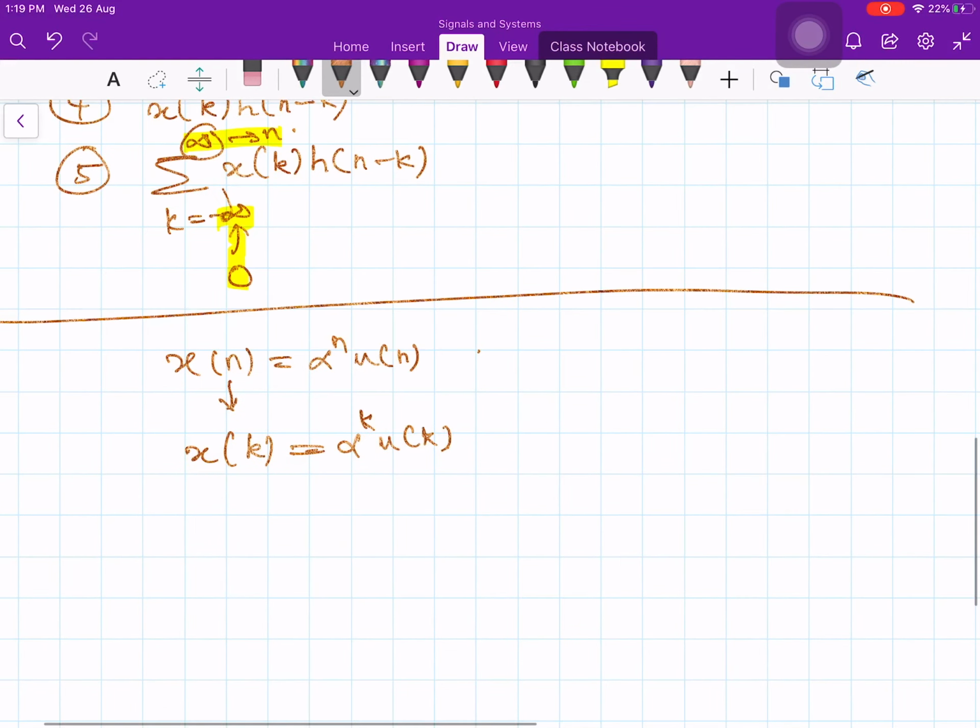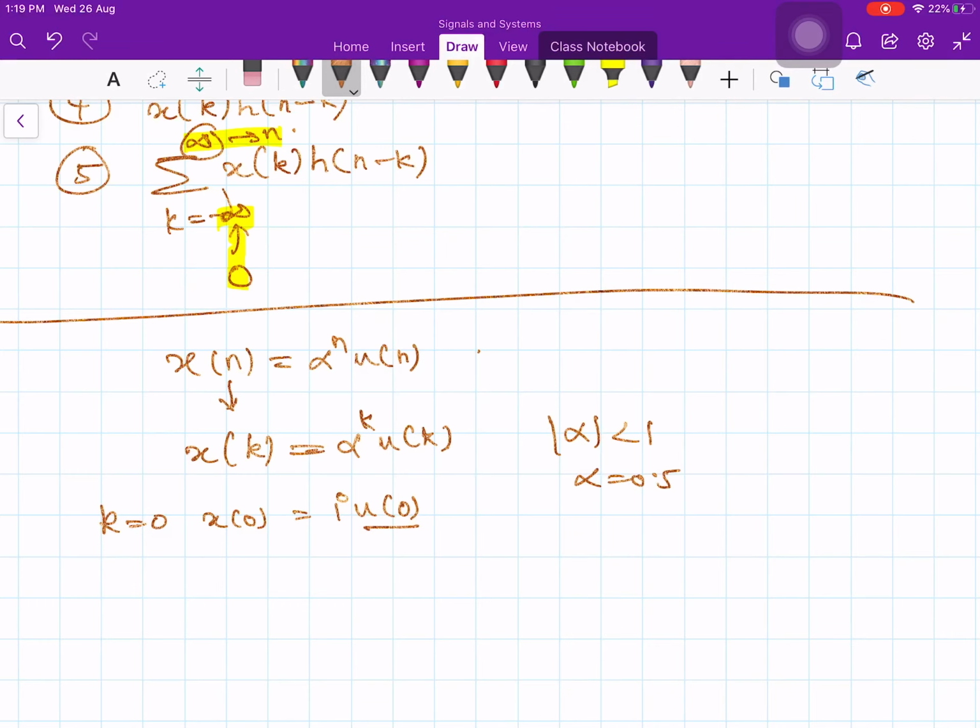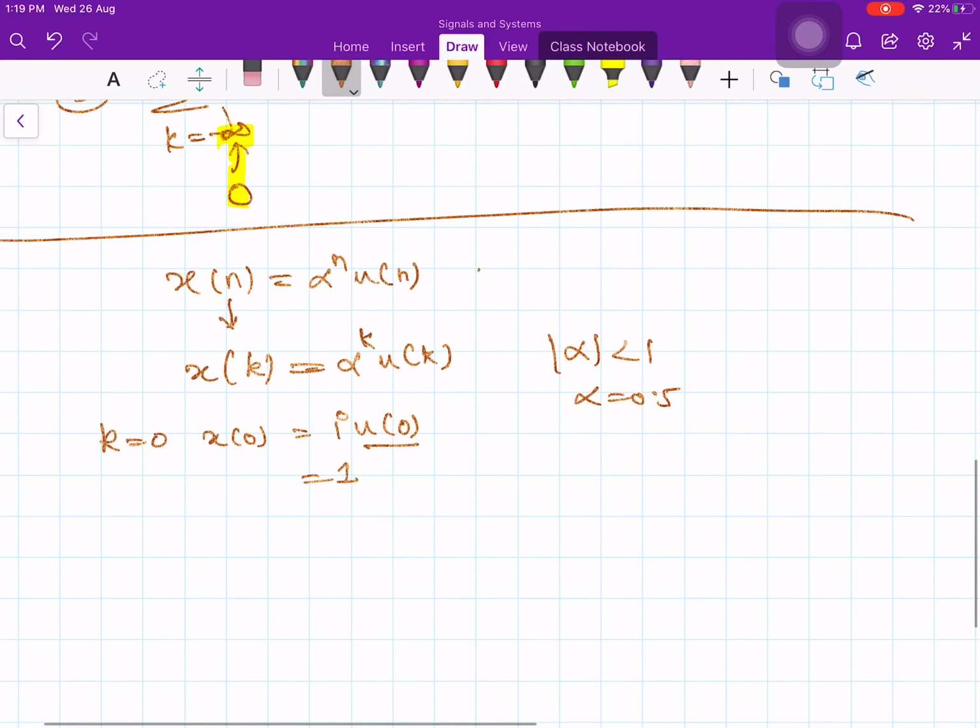Now, we also said that the magnitude of alpha is less than 1. Let us say alpha is equal to 0.5. Then what happens? You substitute k equal to 0, then you will get 1. x of 0 is equal to alpha to the 0 into u of 0. What is u of 0? 1. So 1 times 1, power 0, is 1. Similarly, when we substitute k equal to 1, then x of 1 is equal to alpha, which is 0.5. Let us assume alpha is equal to 0.5.